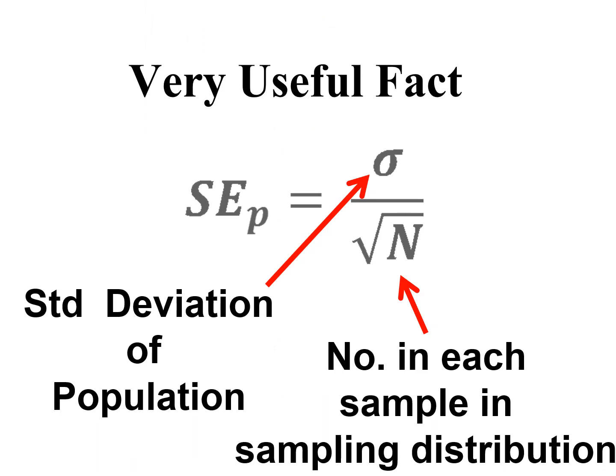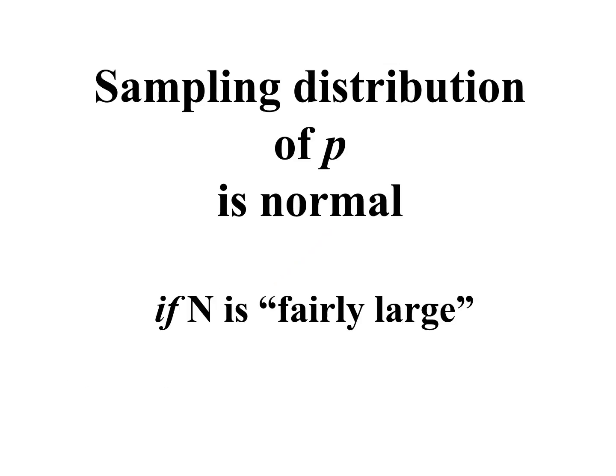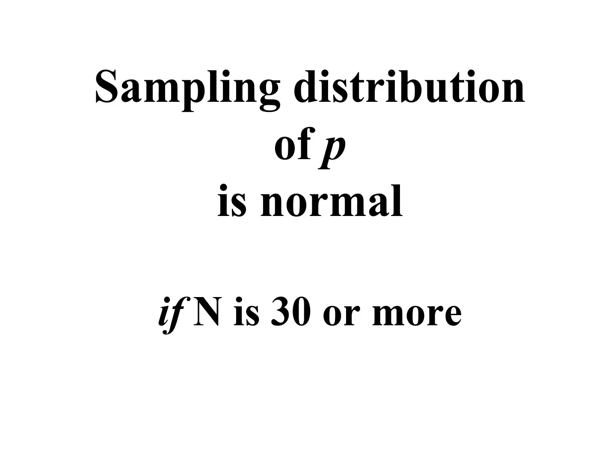So the standard error is always going to be equal to sigma divided by the square root of n, n being the number of individuals in each sample. We also mentioned that the sampling distribution of P is normal if n is fairly large. But what do we consider fairly large? For practical purposes, we can say that if n is 30 or more, it's considered fairly large.